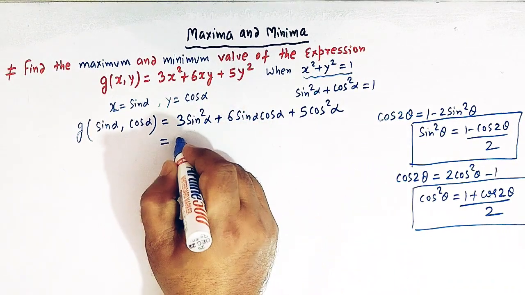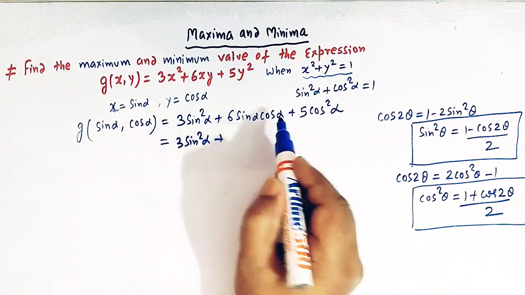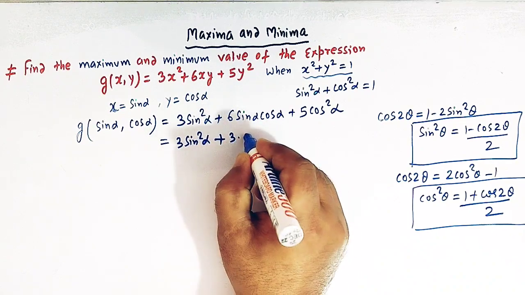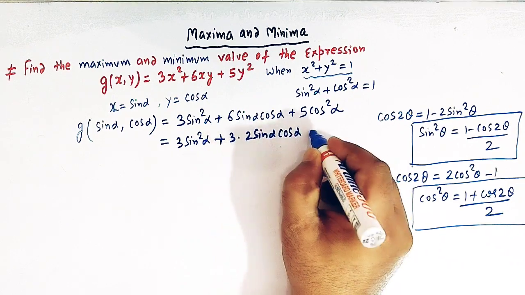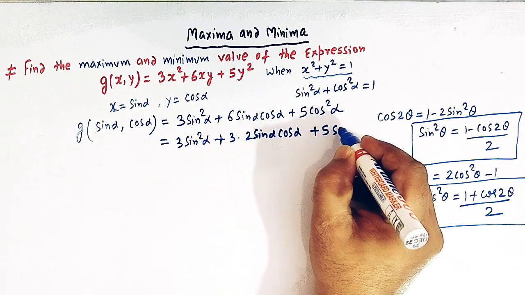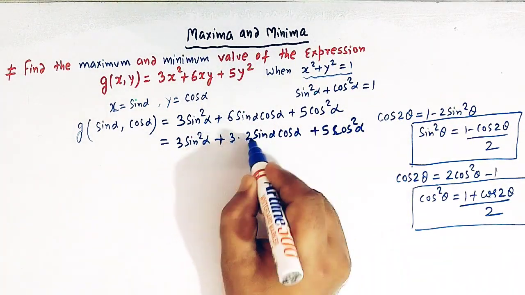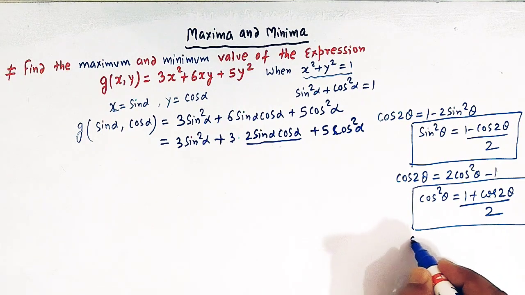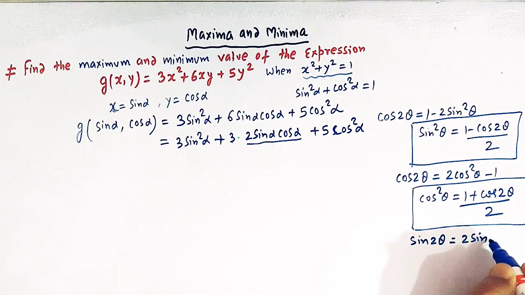And see, here we can write this middle term like this, right? So we can write 3 times 2 sine alpha cos alpha, and then we have 5 cos square alpha, right? So now we have the well-known result for sine 2 theta, that is 2 sine theta cos theta, right?